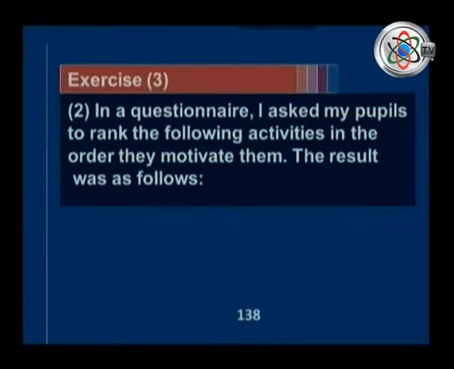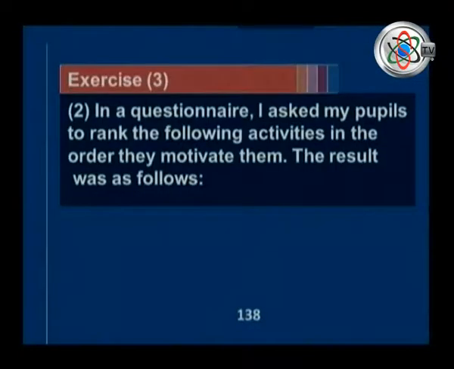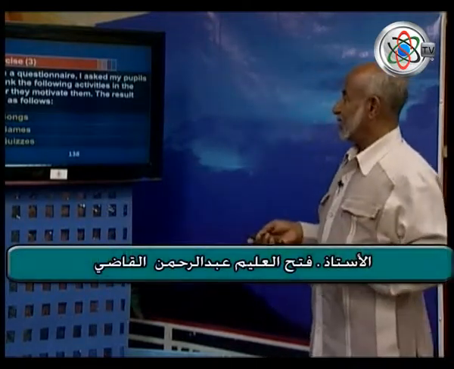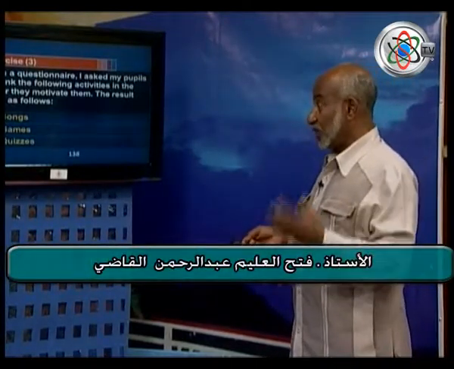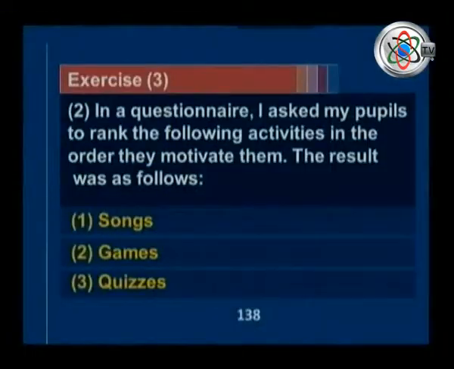Exercise 3 also. In a questionnaire, I asked my pupils to rank the following activities in the order they motivate them. The result was as follows. Let us have a look at the result here. With regard to songs, with regard to games, with regard to quizzes, tests.